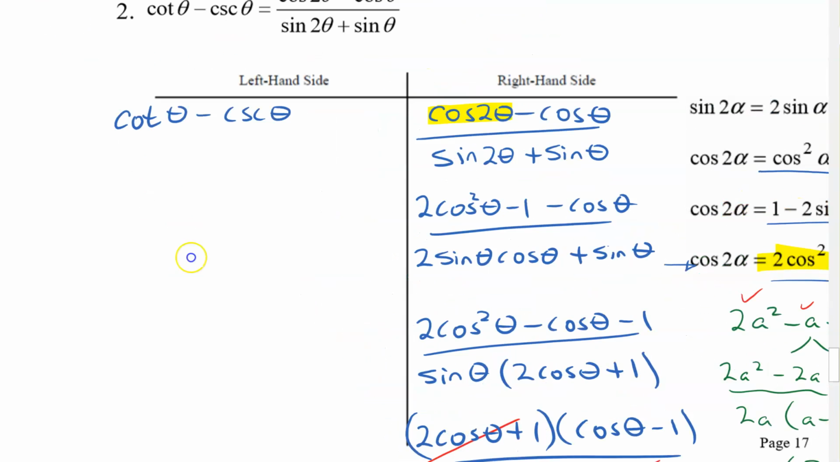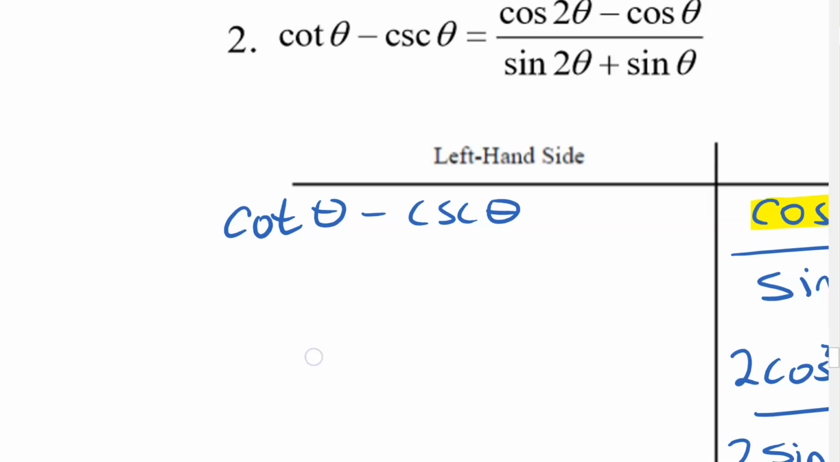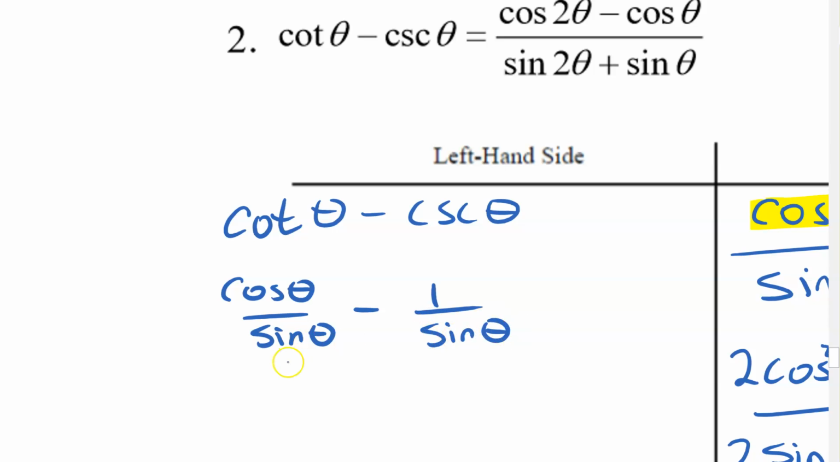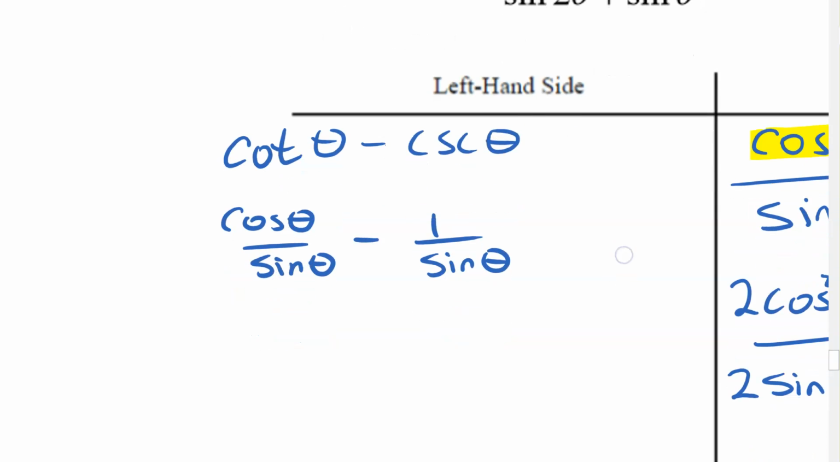Let's work with the left hand side a bit. Okay, let's take cotangent and change that into cos theta all over sine theta, minus cosecant, which is the reciprocal of sine. Now this is quite convenient because I have two fractions with the same denominator, so this is going to have a common denominator of sine theta, and it will be cos theta minus 1.